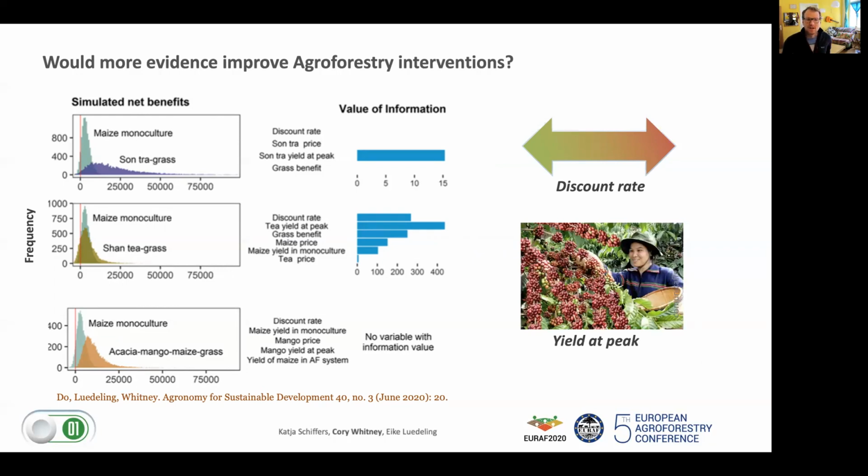Another high value variable was yield at peak. We have uncertainty about what the expected yield will be, and more certainty about this could help us be more confident in decision support. But neither of these justified much of an investment, under 500 US dollars in this case, meaning that we were certain enough without needing to make further measurements.